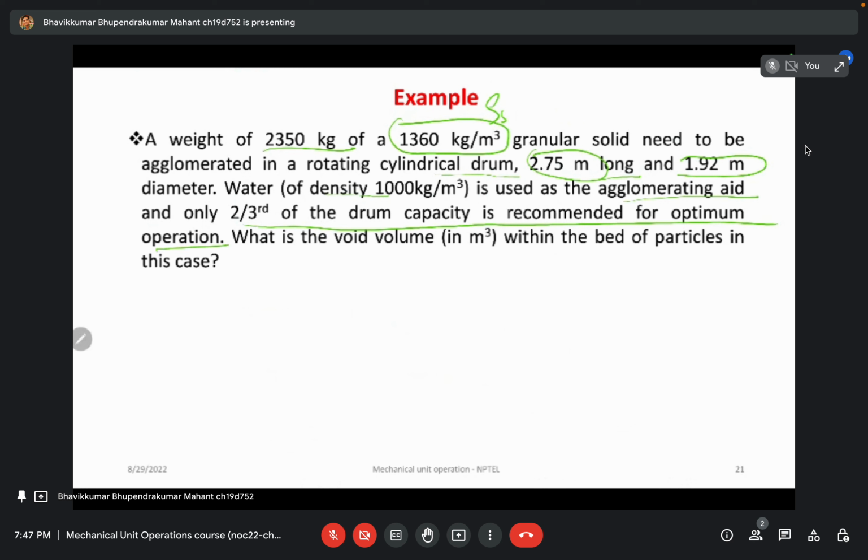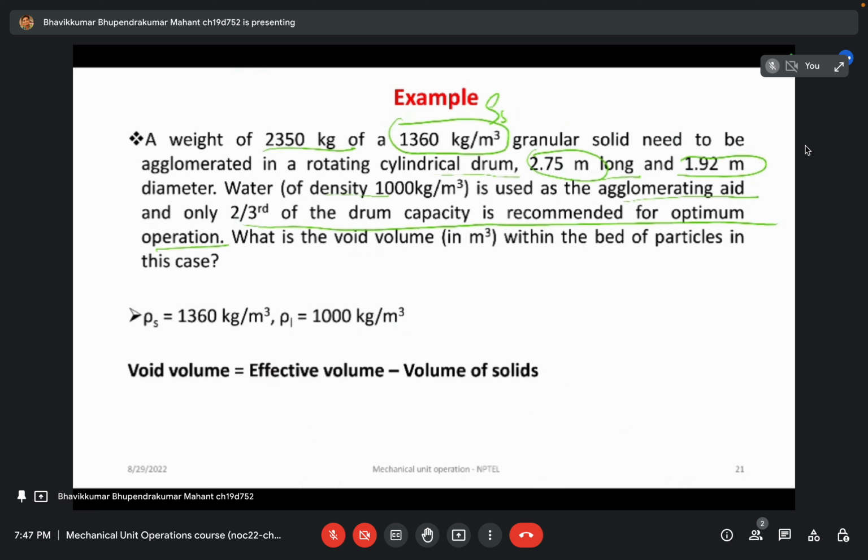If you want to go for optimal operation, then the drum can be filled only 2/3, not more than that. So what is the void volume within the bed of particles in this case? We start with rho S equal to 1360 kg per meter cube and rho L equal to 1000 kg per meter cube. Now void volume is equal to effective volume minus volume of solids.